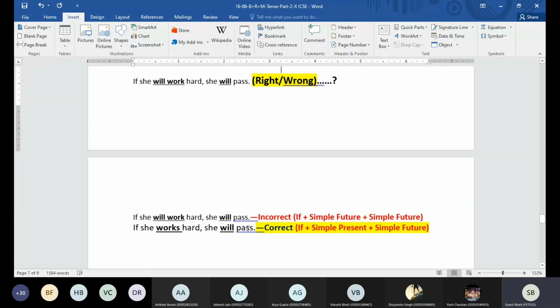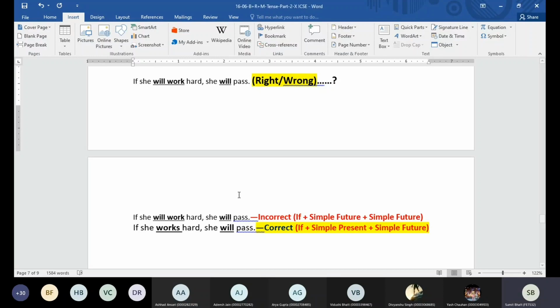If you say if she will work hard, she will pass, it's going to be incorrect, because here we are using if plus simple future and simple future. On the side of if, we are going to use simple present tense. Like here, if she works hard, she will pass. That is going to be correct. Doubt here? Anyone? No, sir.